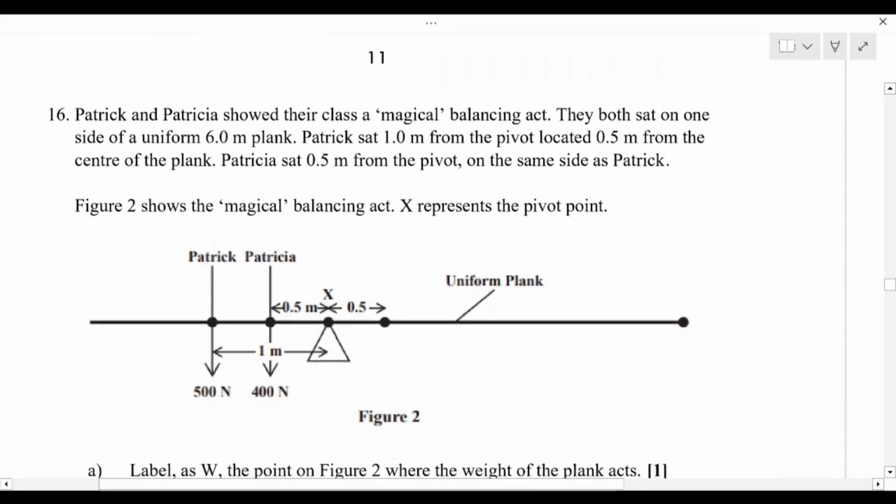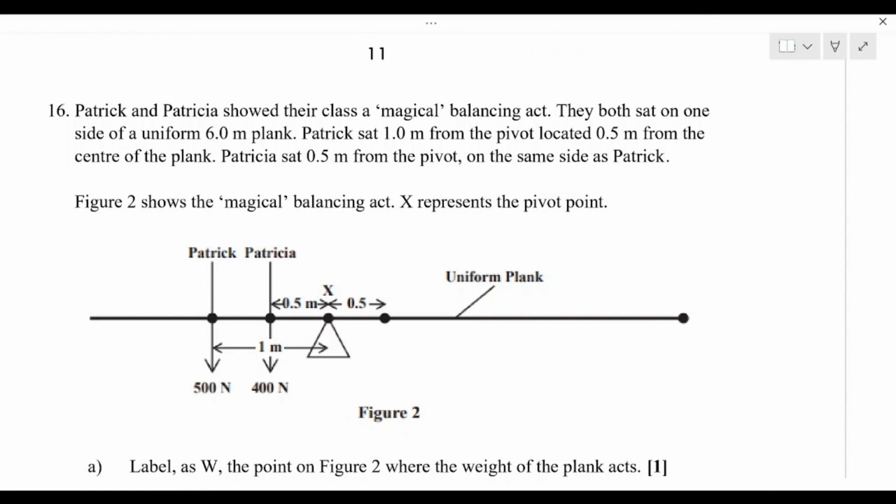Moving on. Patrick and Patricia showed their class a magical balancing act. They both sat on one side of a uniform 6.0 meter plank. Patrick sat 1.0 meters from the pivot located 0.5 meters from the center of the plank. Patricia sat at 0.5 meters from the pivot, on the same side as Patrick. Figure 2 shows the magical balancing act. X represents the pivot point.